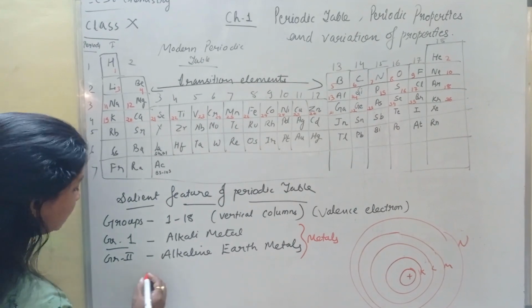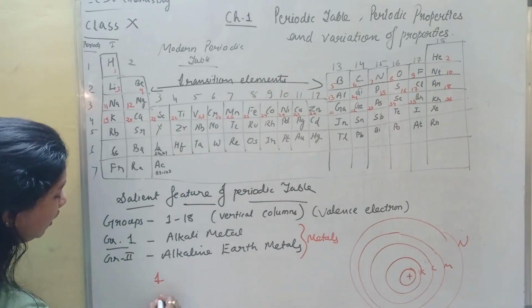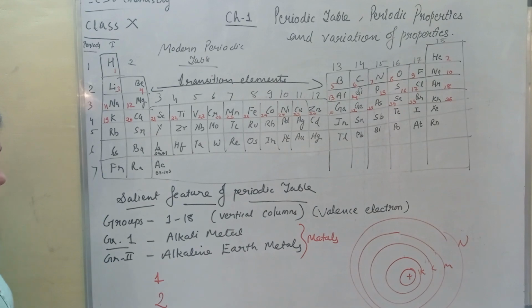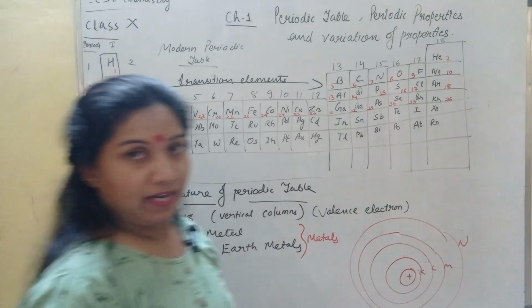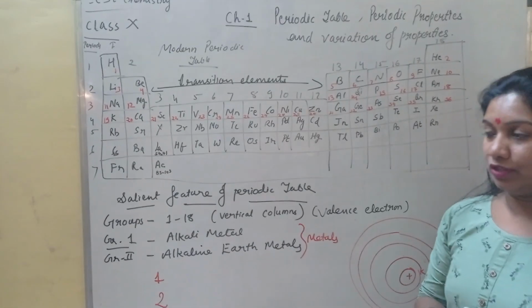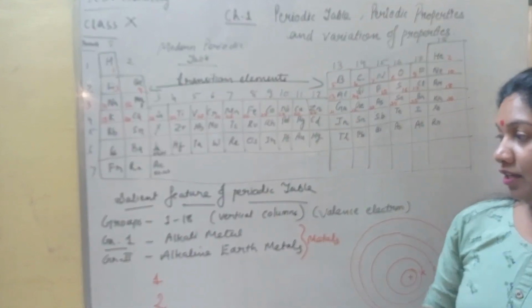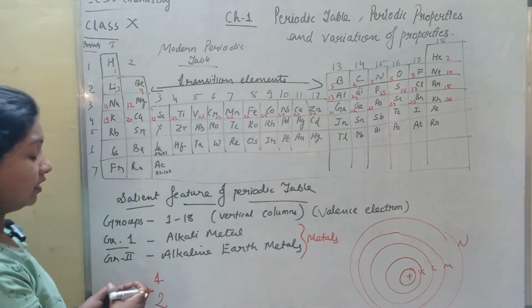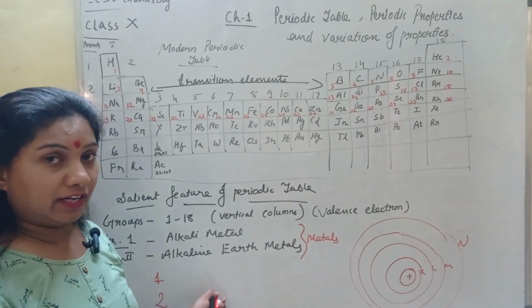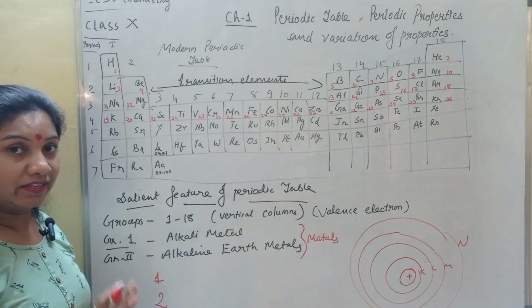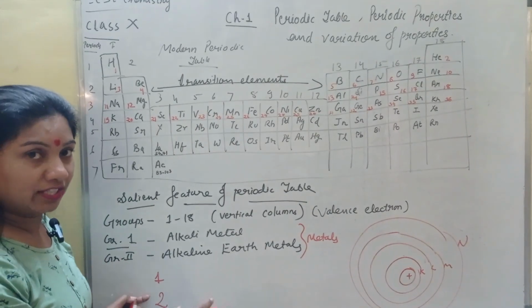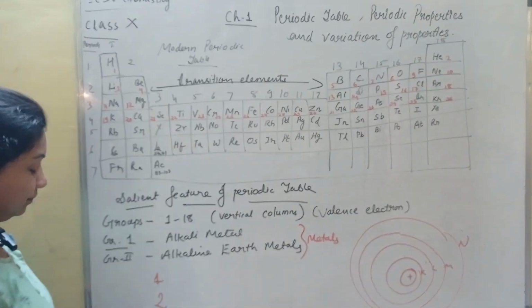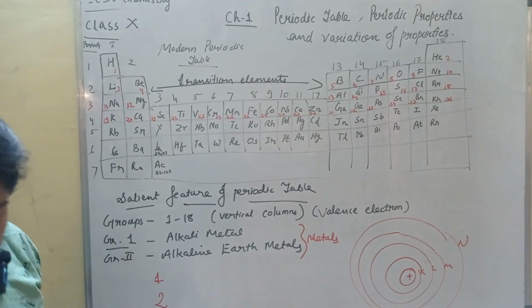And you have seen their valence shell configuration is 1 for group 1 and 2 for group 2. So they are metals because they lose this electron while combining with the other atoms. When you study the chemical bonding chapter, you have to study this: metals combining with non-metals. Why? Because metals lose electrons and non-metals gain electrons. These two groups of elements are all metals. They have a tendency to lose electrons to become stable. I hope this much is clear.